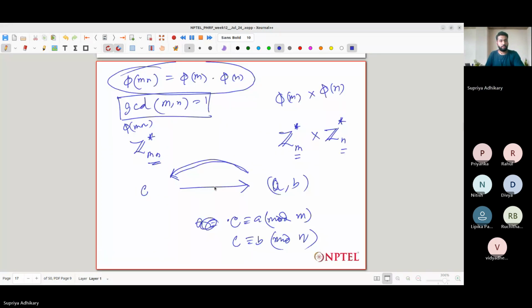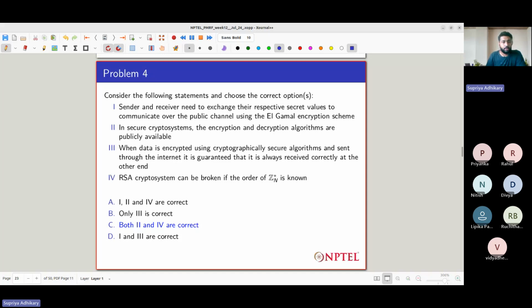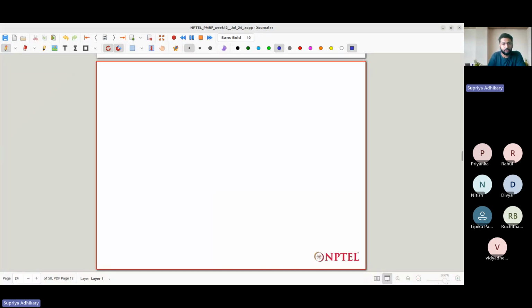Okay, so now let's get to problem 4. In this problem, we are given 4 statements and we have to choose the correct option only. The first statement is: the sender and receiver need to exchange their respective secret values to communicate over the public channel using the ElGamal encryption. So let's look at the ElGamal encryption scheme again.